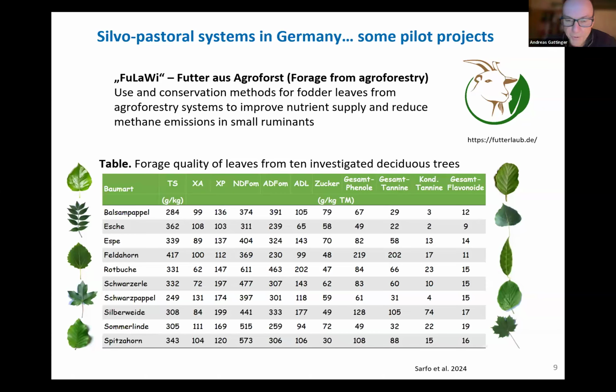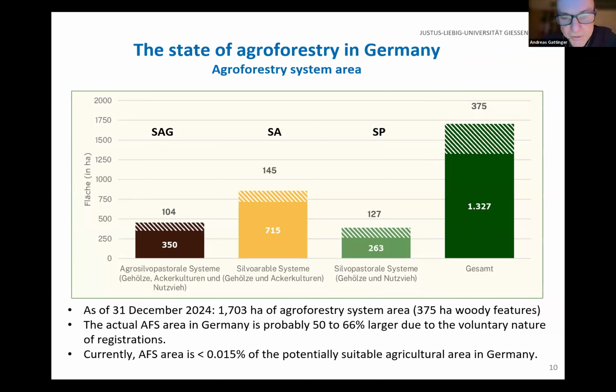And overall, we are talking about 1,372 plus 375 hectares. So this counts up to nearly 2,000 hectares of agroforestry system area. Among that is 375 hectares of woody structures. But there is also a range of uncertainty, so it's probably a little bit larger. That's what DEFAF reckons. But still, when we express it in percent, it's less than 0.015% of the potentially suitable agricultural area.